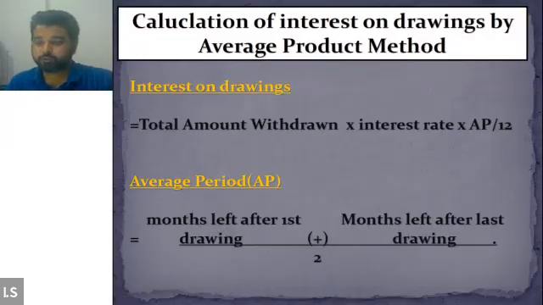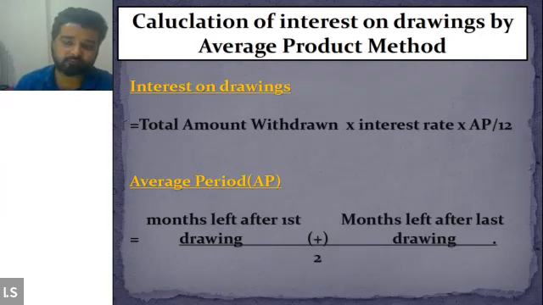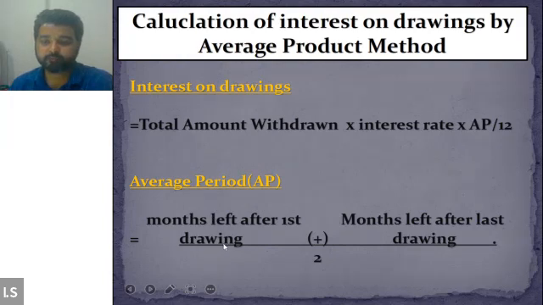Okay. All right. So this is how we write the formula for interest on drawing in case of average. This is not average product method, guys. Please correct it when you write it in your notebook. This is not average product. This will be average period method. So calculation of interest by average period method will be total amount withdrawn into interest rate into average period divided by 12. And how do we calculate average period? So this is the formula. Average period equals months left after first drawing plus months left after the last drawing divided by 2.